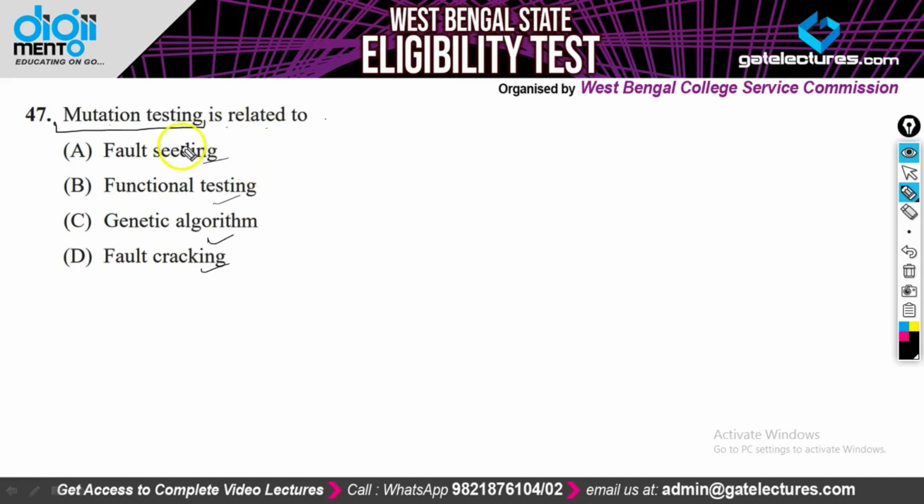And we know one of the most famous mutation testing is fault seeding. In this we add small codes of a few bugs and check against mutation testing. So option A is the right answer for this.